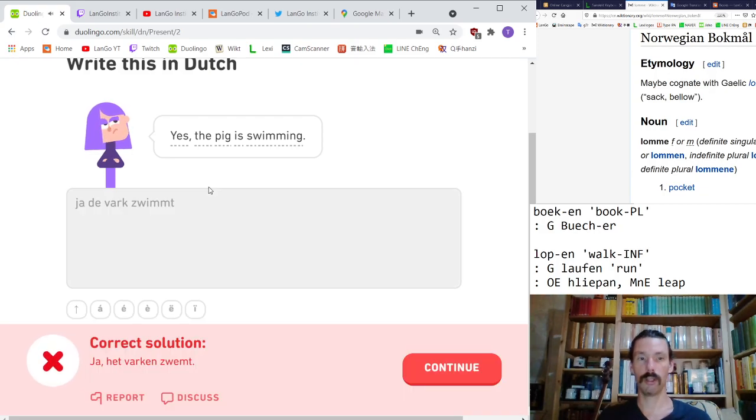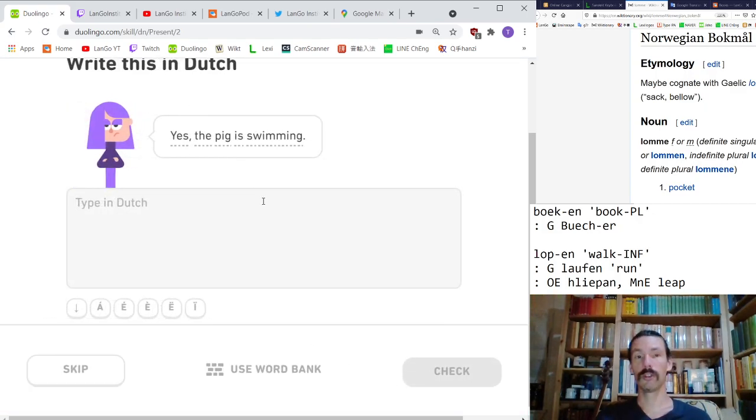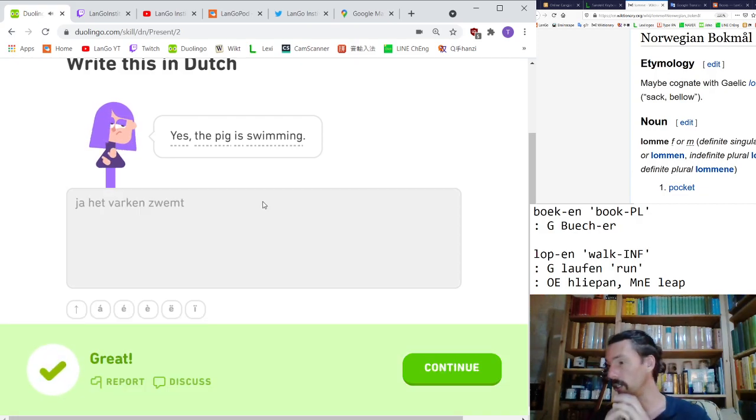Zwemt with an E. Het varken, okay, it's a neuter. It's het, like, well, think of the North Germanic T suffix there, neuter form. Here the article always precedes the noun. Yes, the pig is swimming. Ja, het varken. And it's an en stem noun. Very interesting. German has Ferkel, like a diminutive, for a little piglet, from this same root. Zwemt, just a single M is all we need. Got a cluster. Yay, 3 dotted letters in a row.